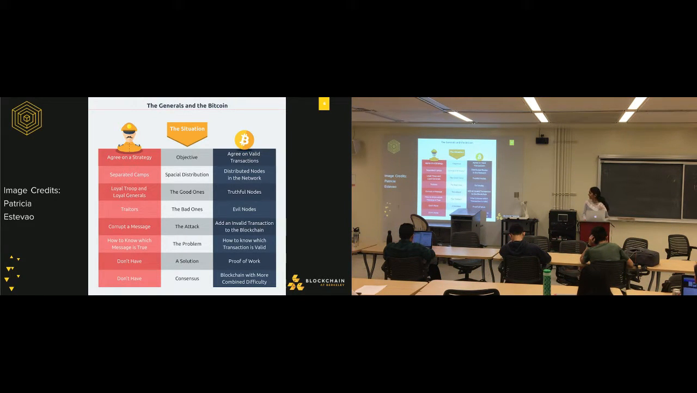This is a nice analogy between the generals problem and Bitcoin nodes. Nodes can also be compared to computers in a network, but we'll focus more on how these nodes and generals compare in nodes from a Bitcoin network. So for example, the good nodes are the truthful nodes in Bitcoin versus the generals, they're the honest generals or the loyal troops.